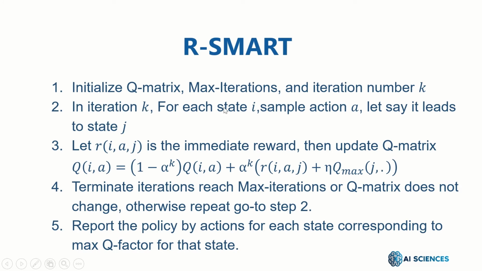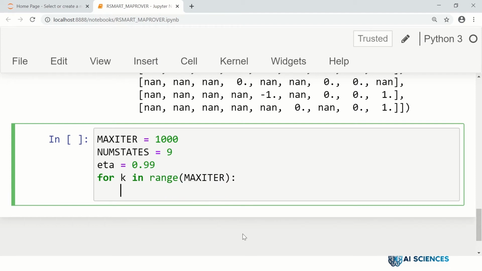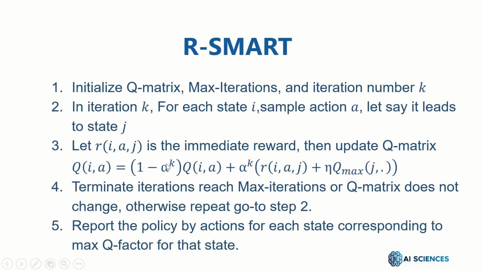For each iteration, for each state, I sample an action and go to state j. So let's write that. For k in range max iter, sample an action. Before sampling an action, it is good to set this alpha value, and the recommendation is that this alpha value over time should decay. It should stay smaller than 1, but over time it should decay. That's the recommendation. And one simplest rule is to just take it as a reciprocal of your iteration number.